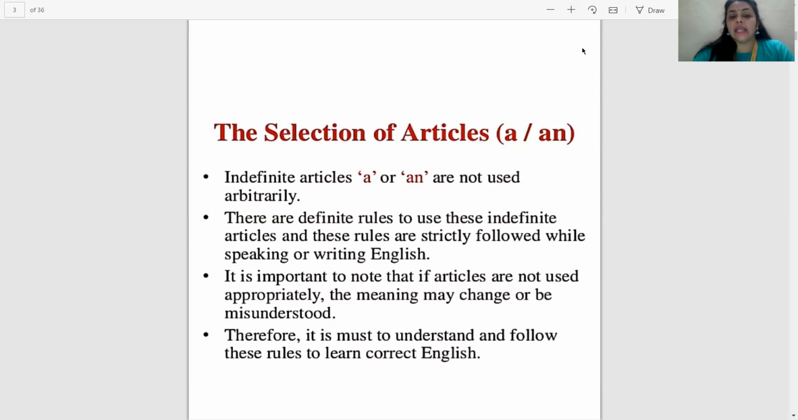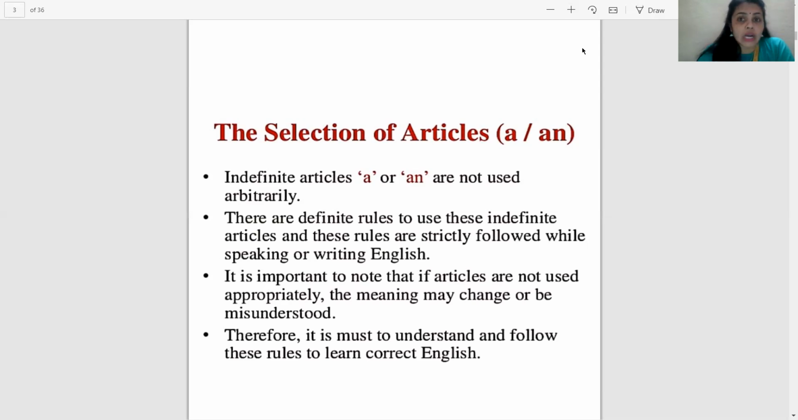So indefinite articles like a or an are not used arbitrarily anywhere. They cannot be used anywhere. There have to be certain rules which should be followed when we are using a or an. There are definite rules to use these indefinite articles, and these rules are strictly followed while speaking or writing English. These are very important, very crucial rules when we speak or write something in English.